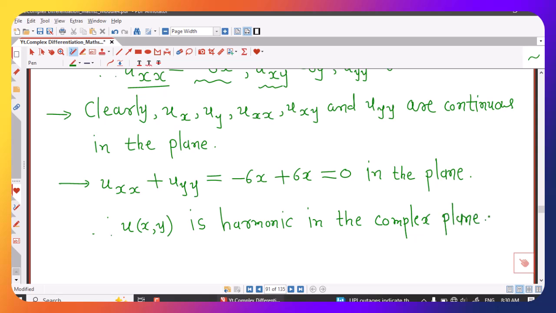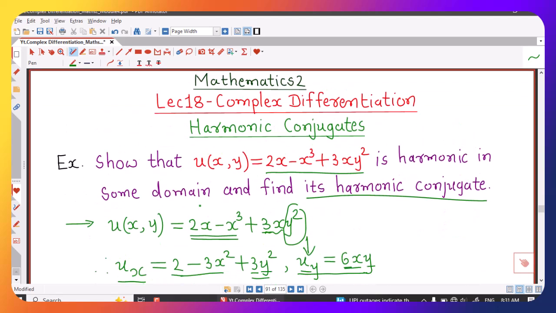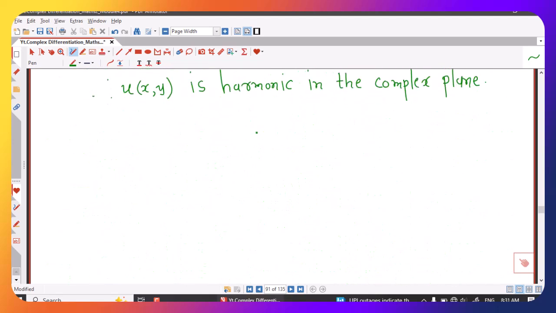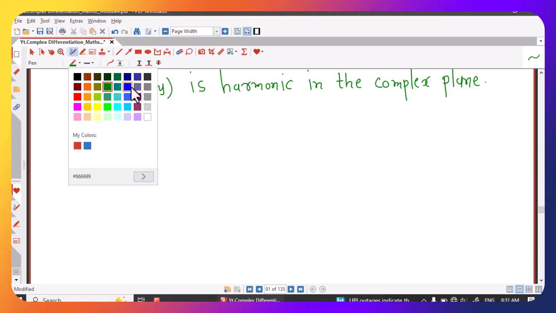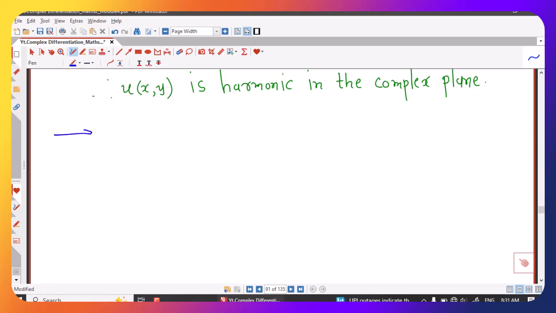So we have proved the first part of the question, so that u is harmonic in some domain. Here we find that u is harmonic in the whole complex plane, and now we try to find out the harmonic conjugate of u. So for that we first assume that suppose v is harmonic conjugate of the given function u. So we write that let v of x, y be harmonic conjugate of u of x, y in the complex plane, or we write simply in the plane.